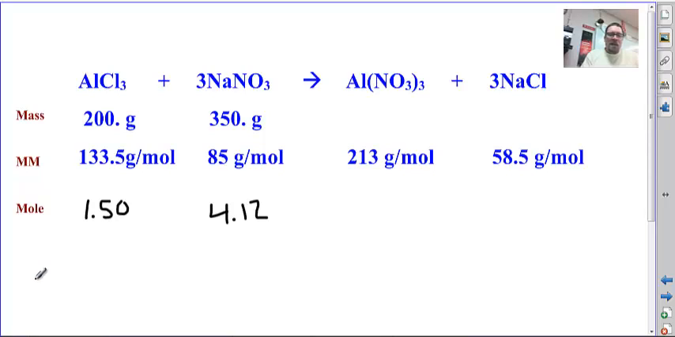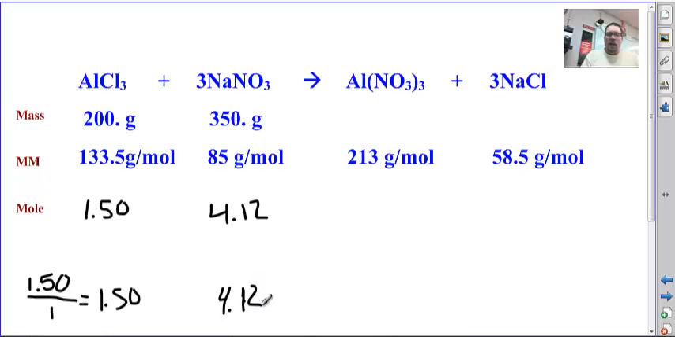Well, I just go off to the side of my paper and I divide the moles I have. So for the aluminum chloride, it's 1.5 moles. I'll divide that by the coefficient from the balanced equation, which is 1, and 1.5 divided by 1 is 1.5. Okay? All right. Now, I do the same thing for the sodium nitrate. Off to the side, I take 4.12.